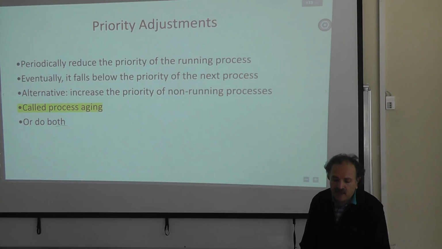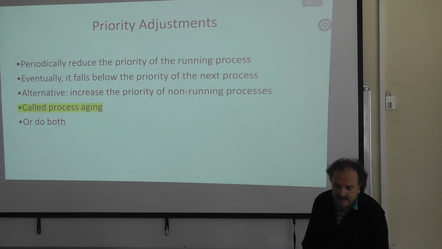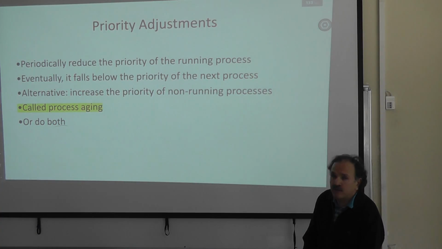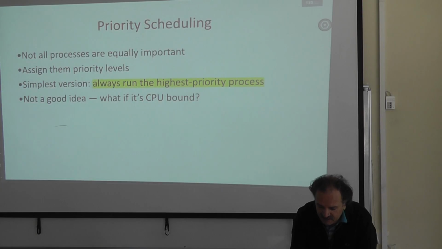If your high priority process is aging, it loses its priority, okay? If your low priority process is aging, it will gain some priority. Or you can do both. You can reduce the running process priority, or increase the priority of the lower level priority processes. So this is called priority adjustment, and it addresses this problem.